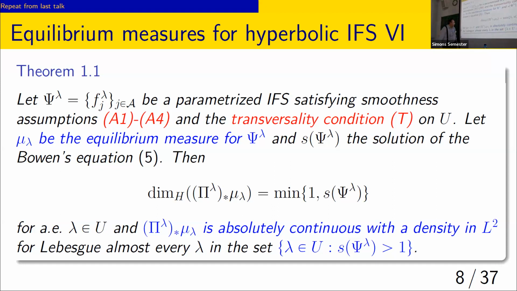And if the solution of Bowen's formula gives you a number which is bigger than one, then for almost all of those parameters for which this solution is bigger than one, the push forward measure is an absolutely continuous measure. So it gives a complete answer.